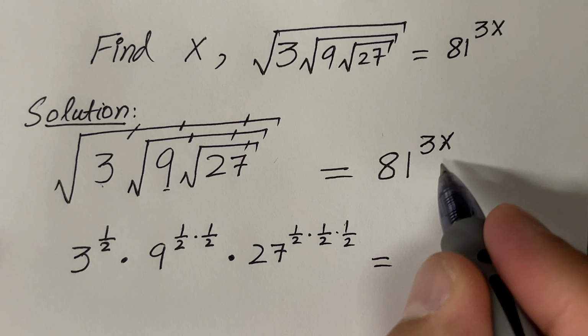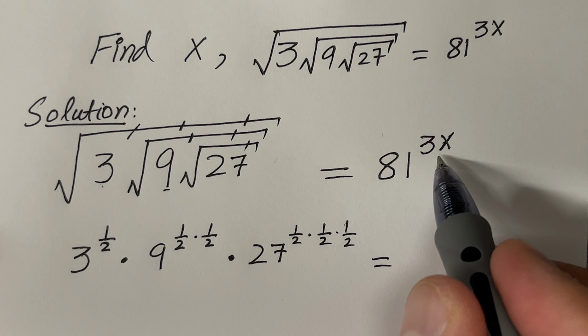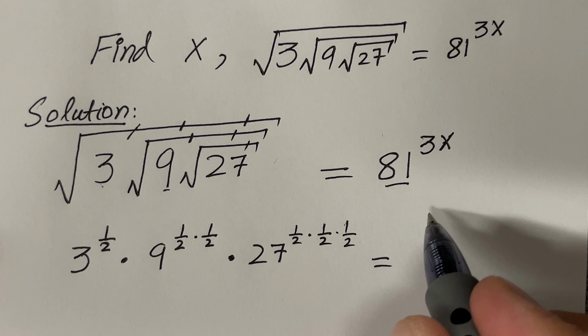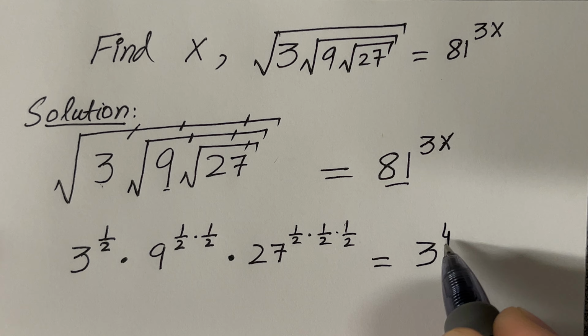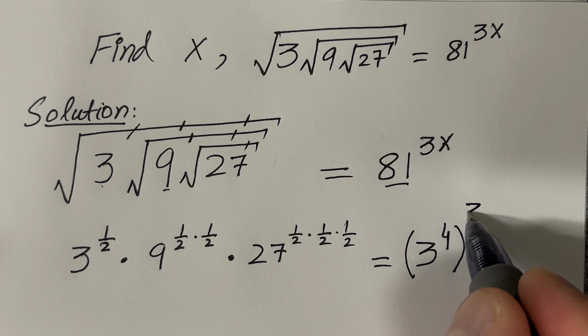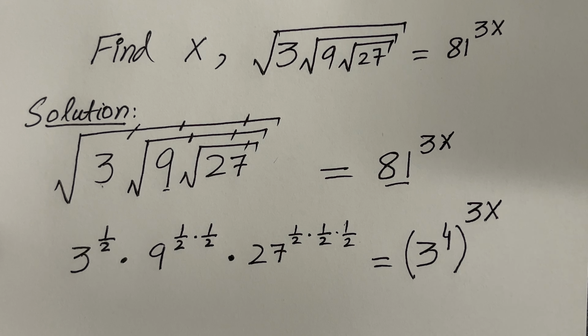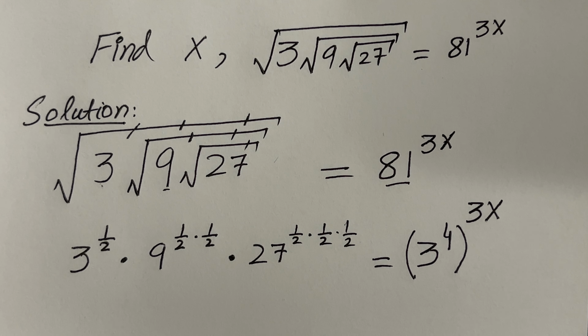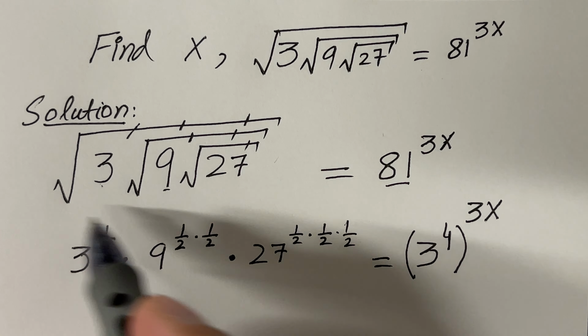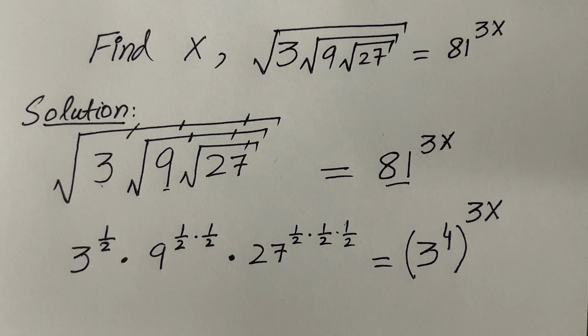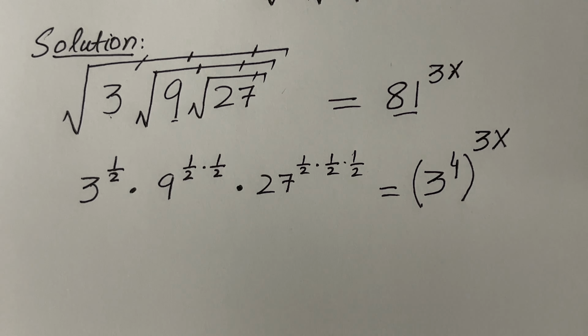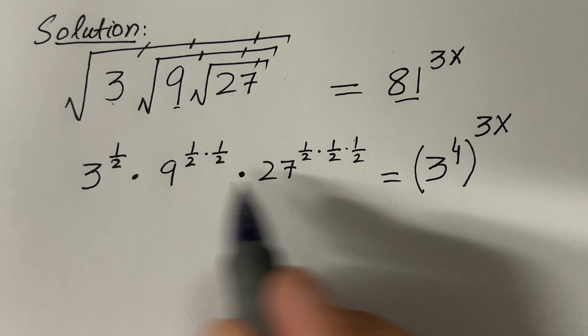And the right hand side is 81 raised to the power 3x, and 81 can be written as 3 raised to the power 4, and then we have this 3x on it. So far so good. Again, as I said, you can take squares and then you can cross out the square roots, but I think that will take slightly longer time, and this is easier for me, and see if you like it or not. Okay, now let's simplify.